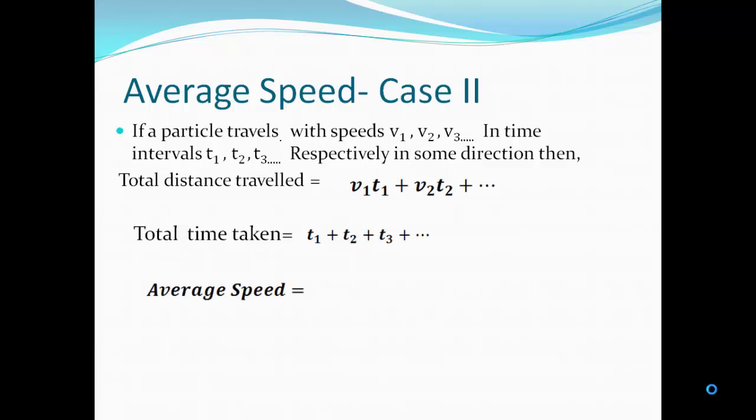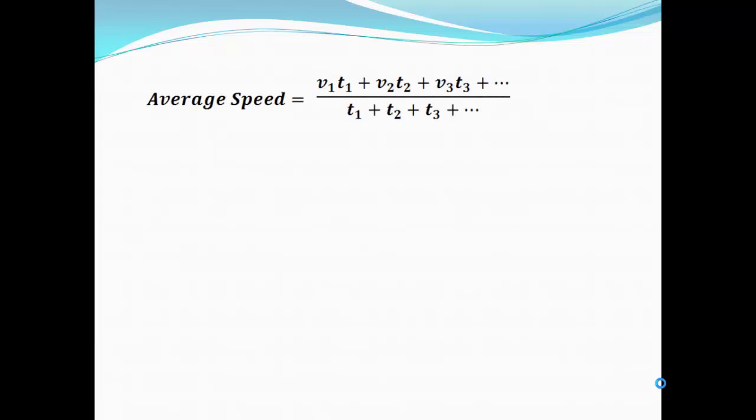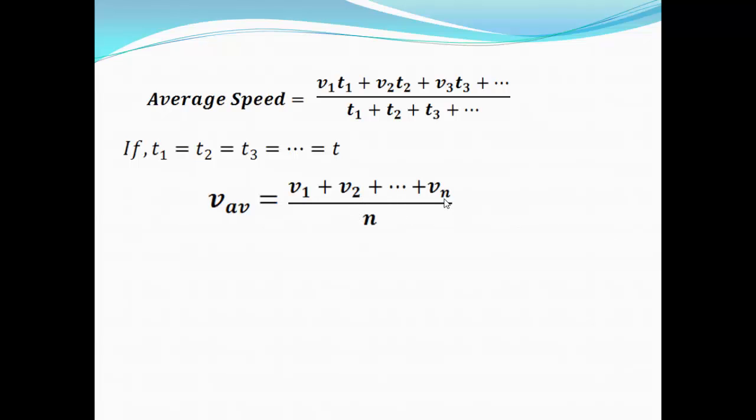Hence, average speed by definition, total distance upon total time, that will be v1 t1 plus v2 t2 plus v3 t3 and so on upon t1 plus t2 plus t3 and so on. Now, for this case, if we have equal time intervals, that is t1 equals t2 equals t3 up till all the n values are equal, let us denote it by t, then the above expression can be simplified as V average will be v1 plus v2 up till vn upon n.